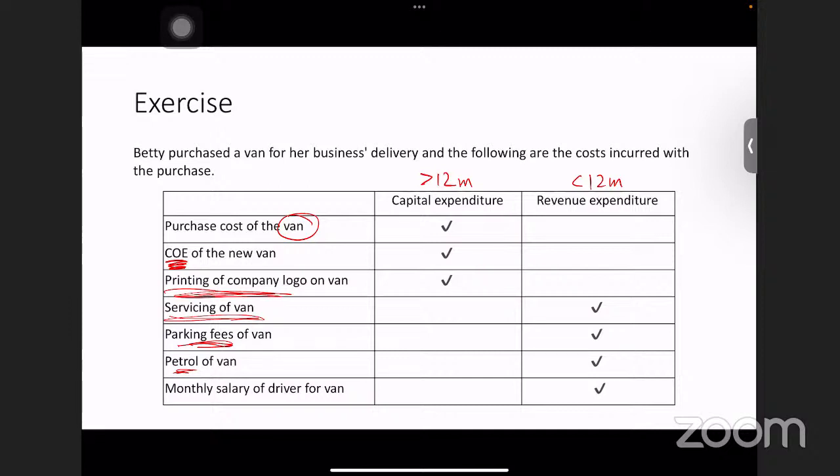Then here, salary for the driver. I already included this keyword, monthly salary. So it's a monthly thing. Does it last more than 12 months? Nope. Therefore, revenue expenditure. Pretty straightforward.